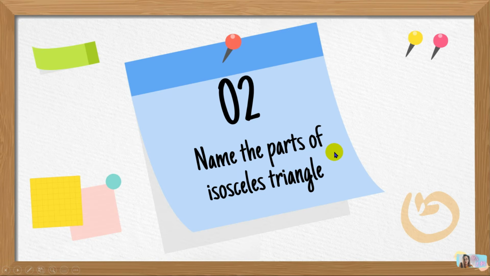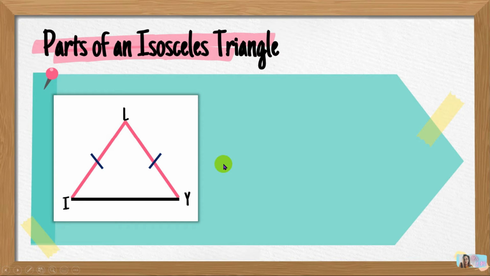So now, let's go to our second objective for this video, wherein we're going to name the parts of the isosceles triangle. Okay, so same dun sa mga nakaraan nating topic about triangles, we all know na meron ditong sides at meron ditong angles. But same as the right triangle, meron tayong specific na tawag dun sa mga sides at sa mga angles na yon.